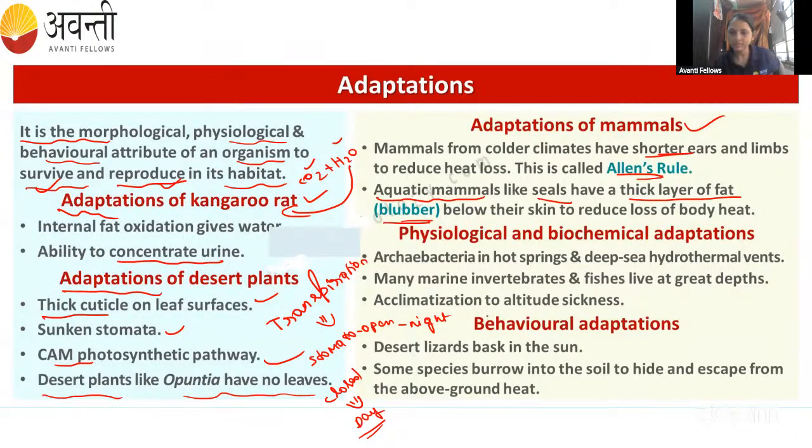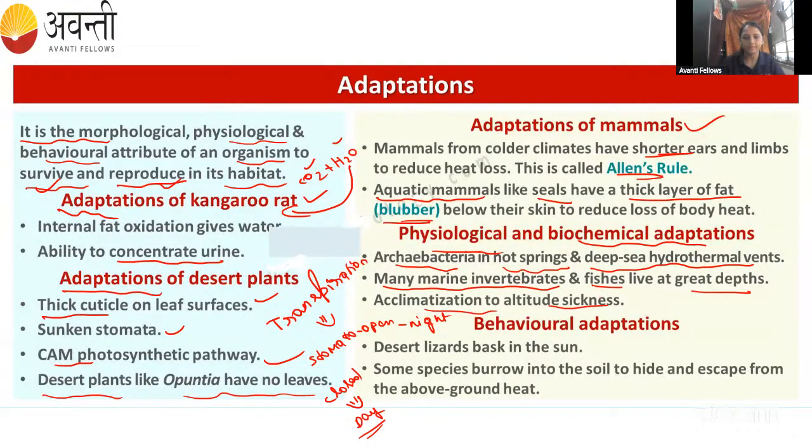Then coming to physiological and biochemical adaptation, which is related to the chemicals present in the organism. In archaebacteria, the plasma membrane is different, so they can grow in hot springs and deep-sea hydrothermal vents because of their plasma membrane. Many marine organisms can also live at greater depths. And the acclimatization to altitude sickness is a physiological and biochemical adaptation.